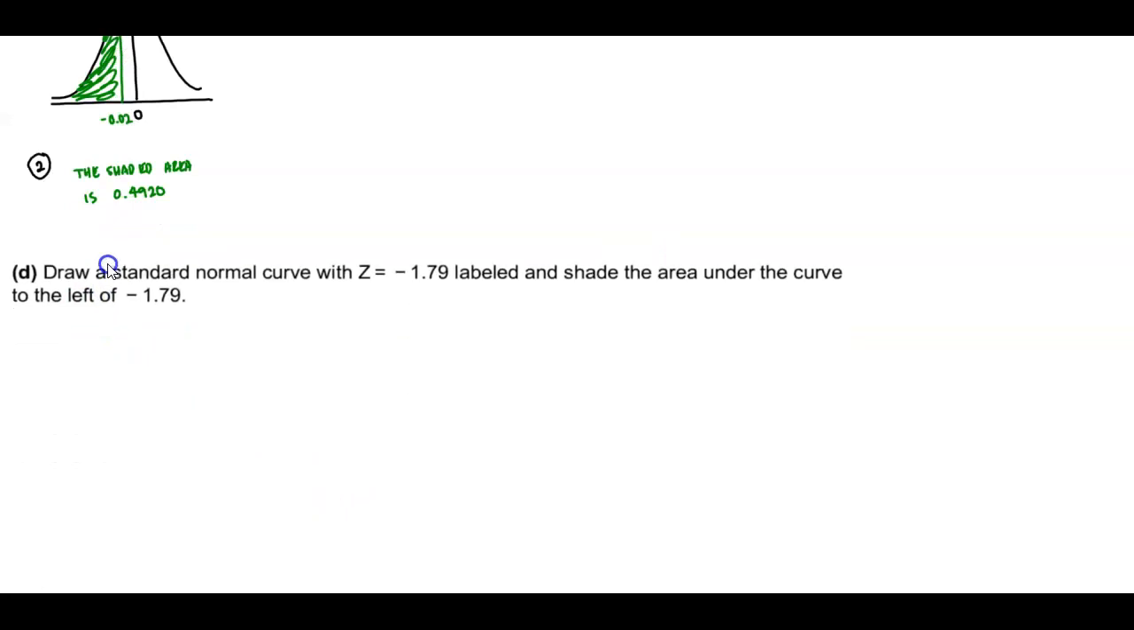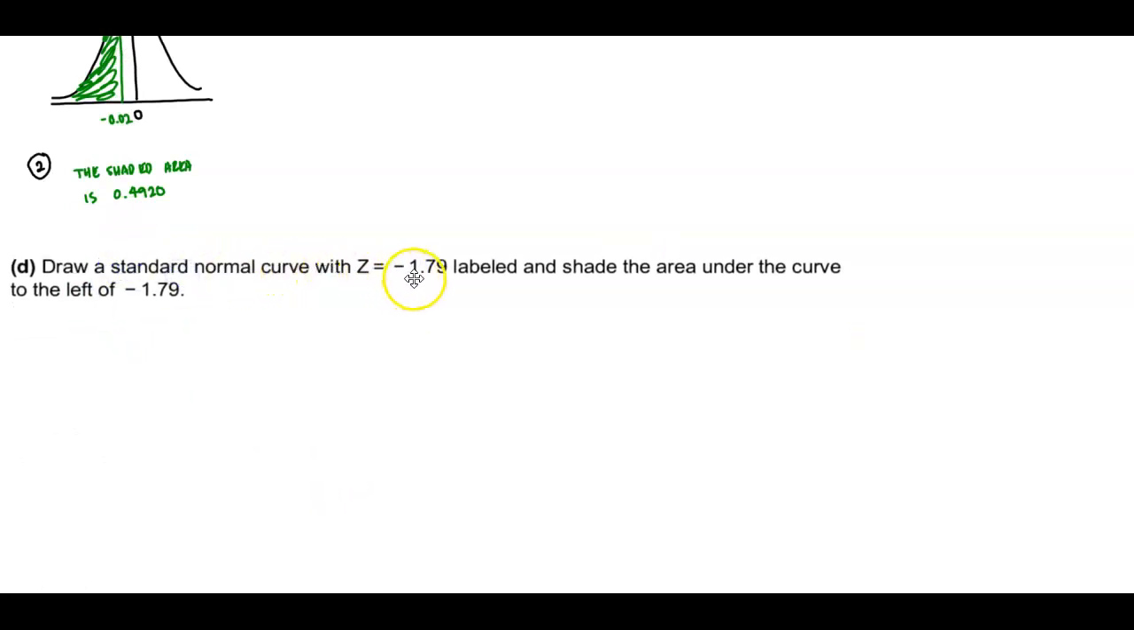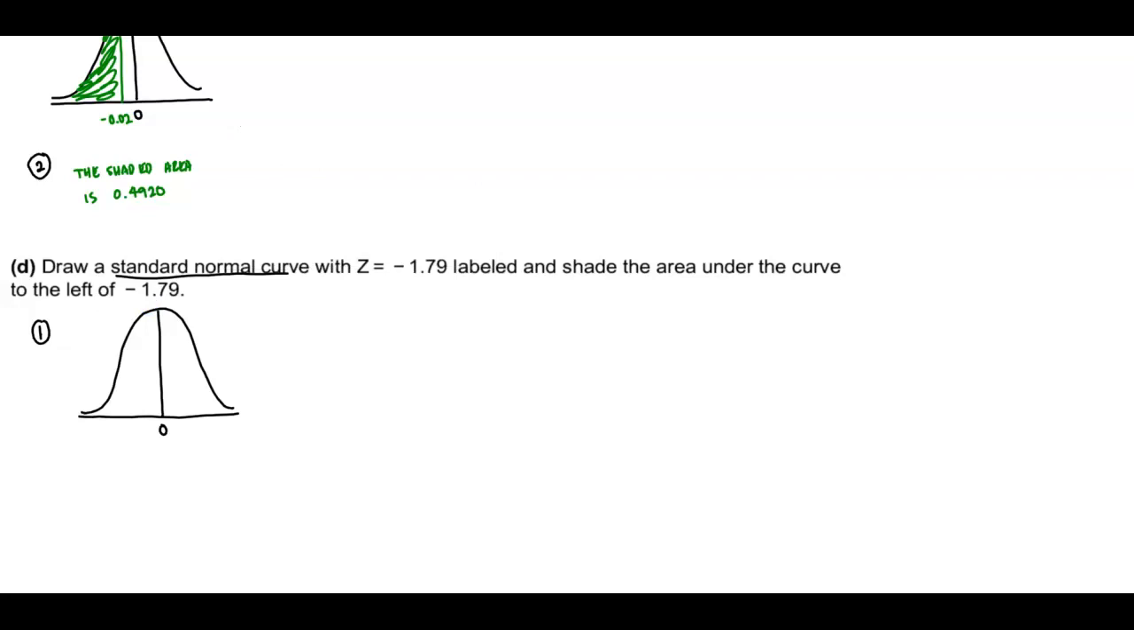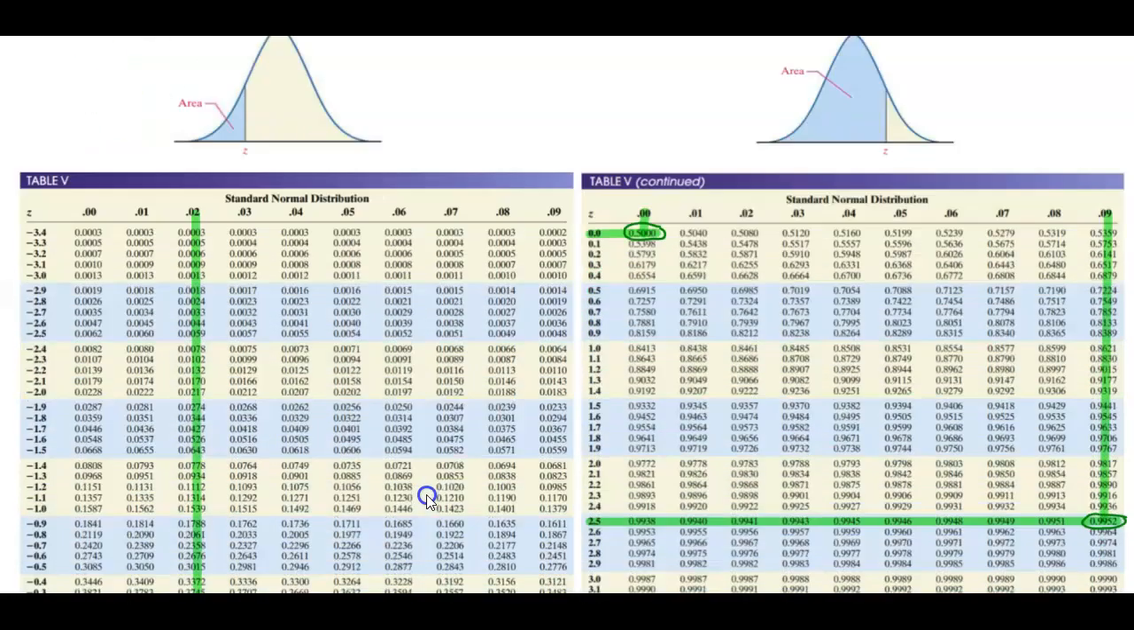Okay, part D says draw a standard normal curve with z is equal to negative 1.79 labeled and shade the area under the curve to the left of negative 1.79. So again, let's go ahead and draw our bell curve. And again, we know it's the standard normal curve, so we know that this represents 0. We know we have negative 1.79, and we want to shade everything to the left here. So let's take a look for negative 1.79.